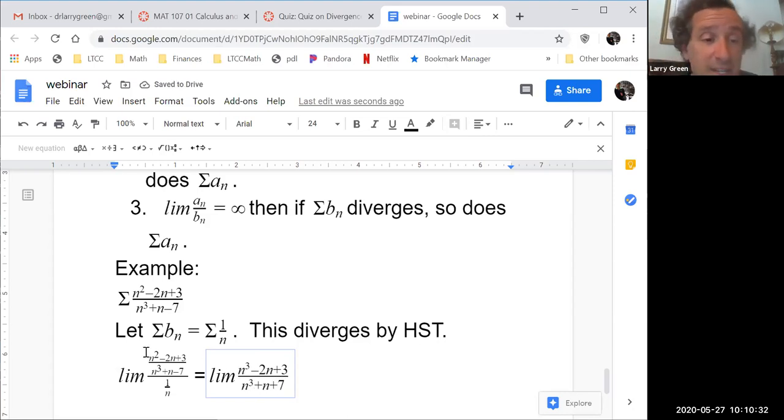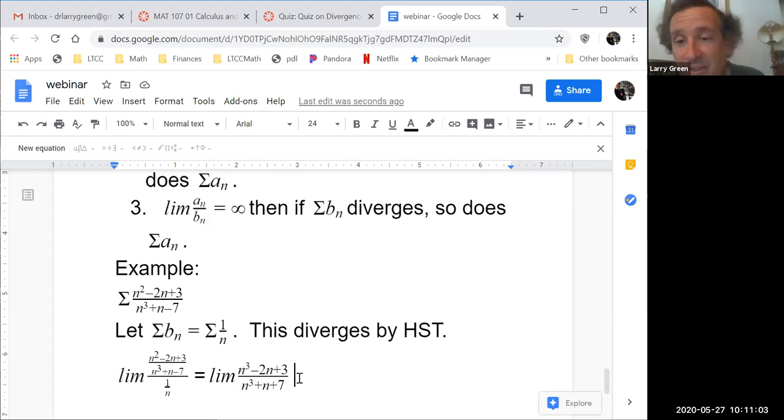Something I didn't mention, and I hope it's obvious to everyone, is that these are all positive for large n. There's no problem with the positive negative thing. You should always check that. What is that limit? There's an easy limit, and that's the hint. What do you get when you take the limit as n goes to infinity of that fraction?